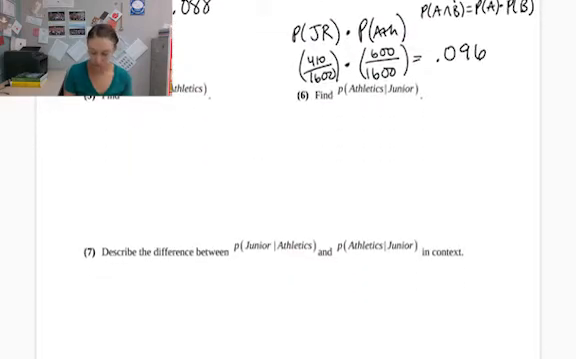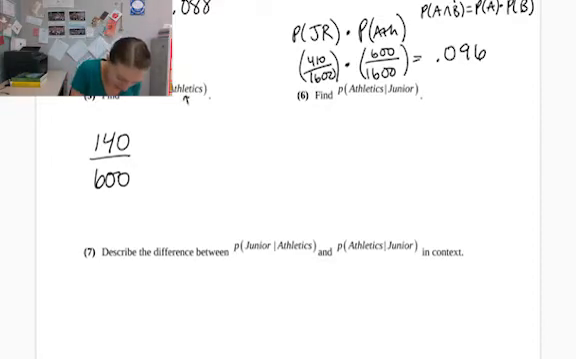All right, now let's look at some conditional statements. So the probability that we have a junior given that they were in athletics. So out of all the students in athletics, there were 600 of them. How many were juniors? 140. Now the other direction, what's the probability?